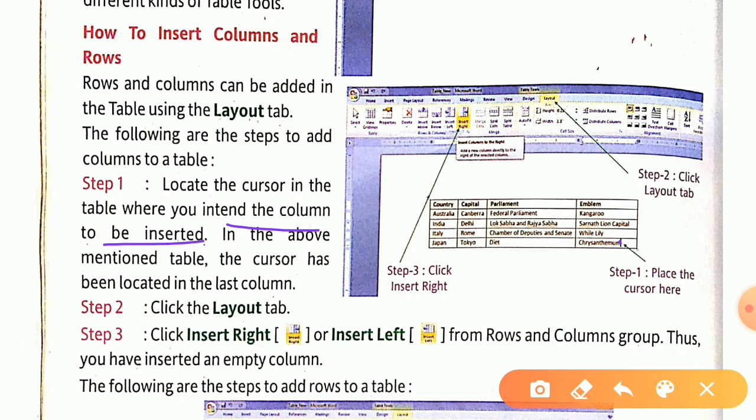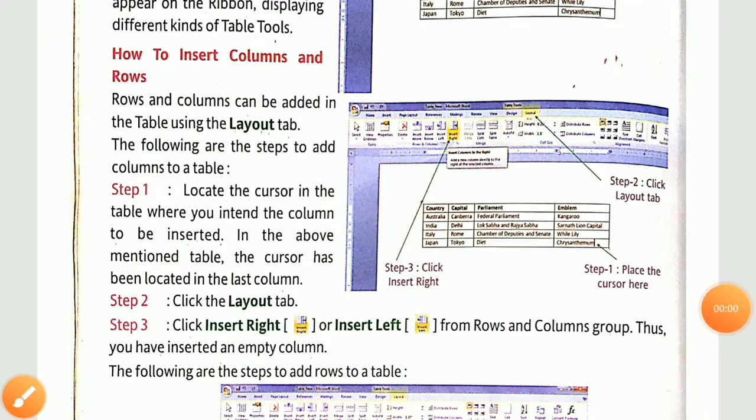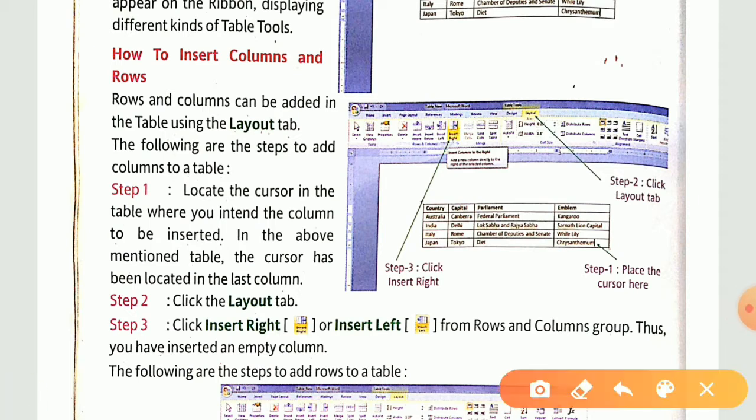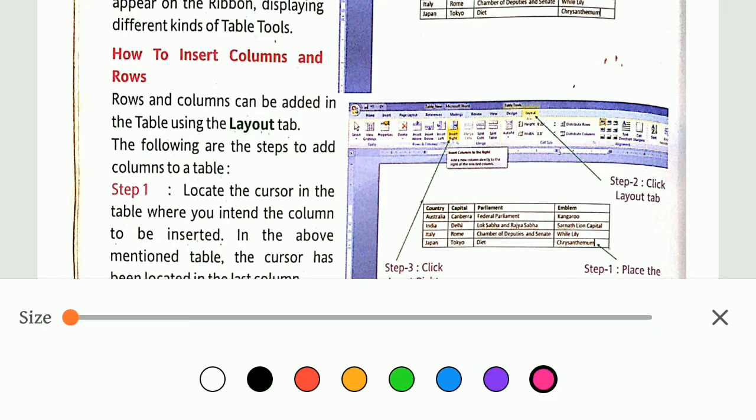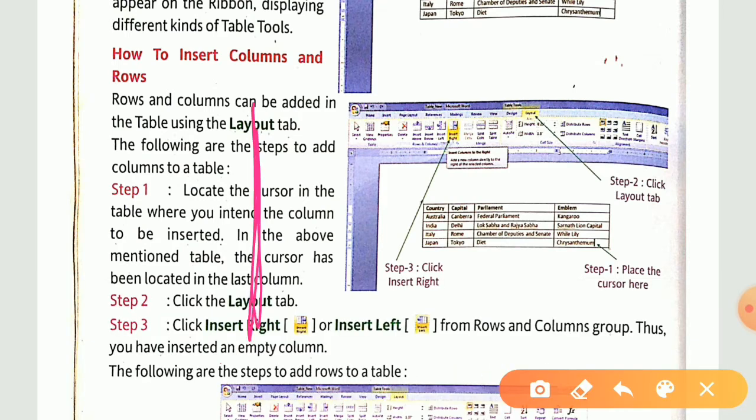Now step number 2, click the Layout tab. The last tab that is opened, you just have to click on this Layout tab. See the third one, click Insert Right or Insert Left. Either you click on Insert Right or you click on Insert Left. Now see about our column. I have already told you that our column is your vertical data. This kind of vertical data we have as our column.